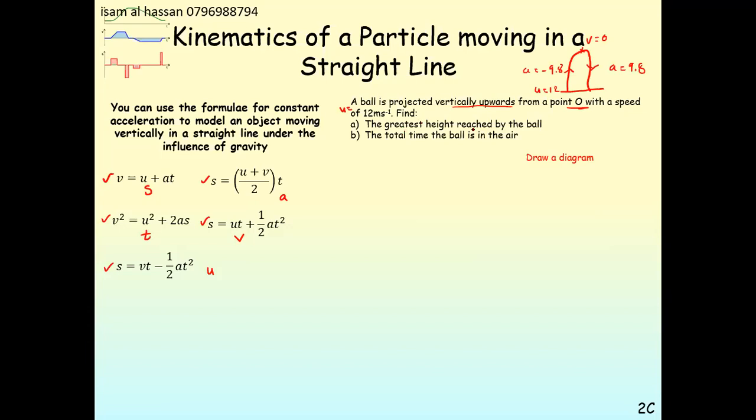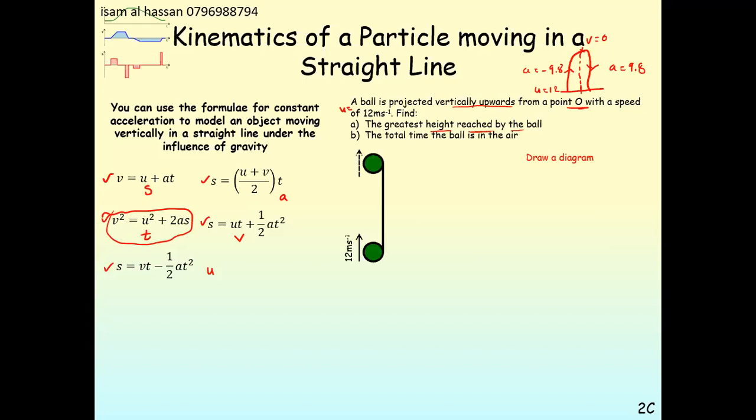Find the greatest height reached by the ball. The greatest height means the distance traveled, or the displacement, when U equals 12 up to V equals 0, with acceleration. So we have 3 letters, 1, 2, 3, and they need the displacement. The time is not there, so we will choose the equation without time. This is your equation.